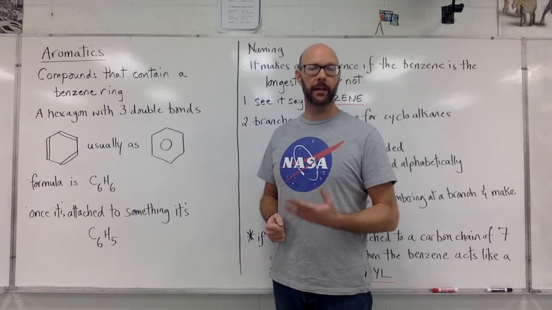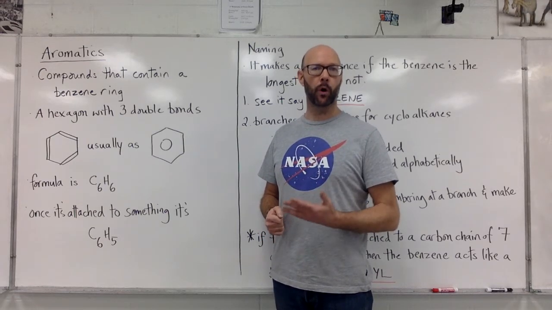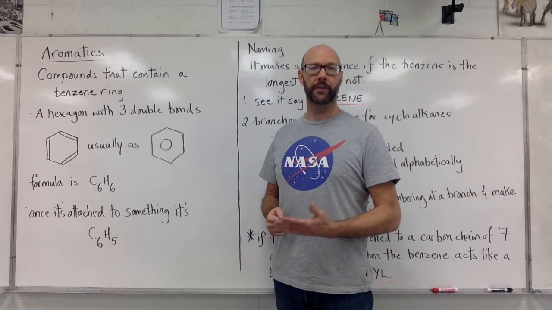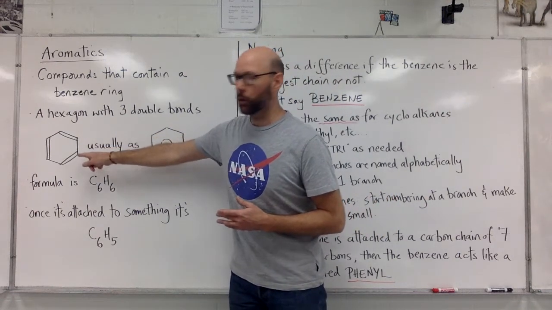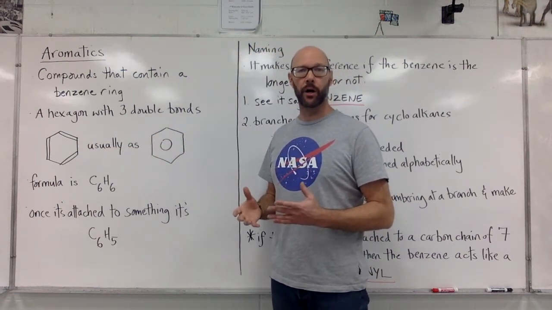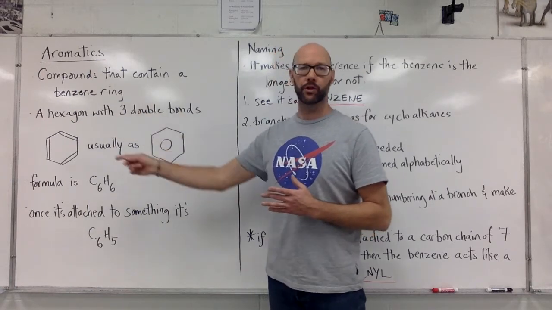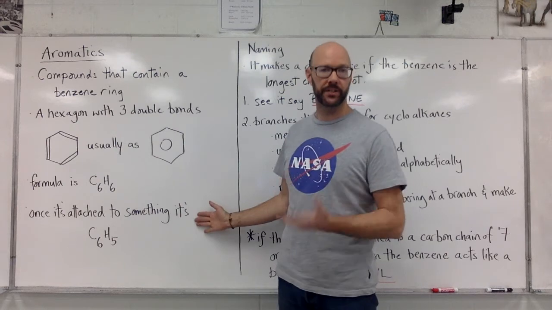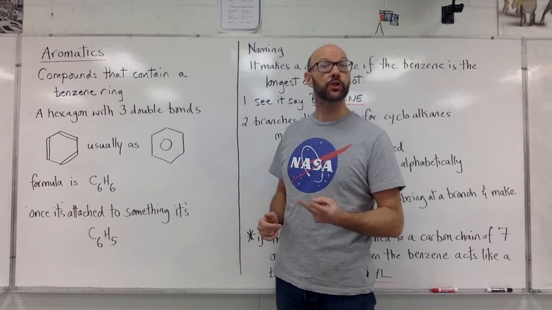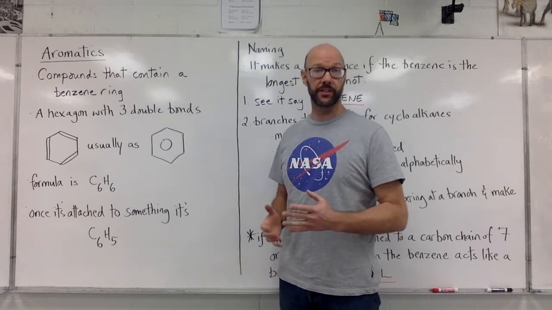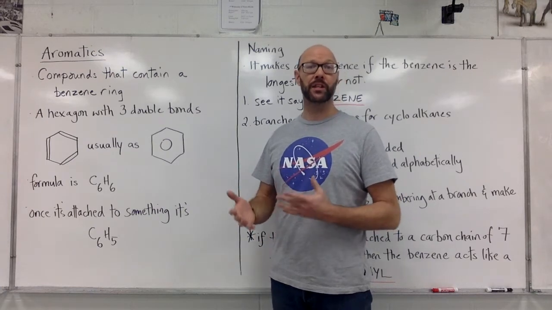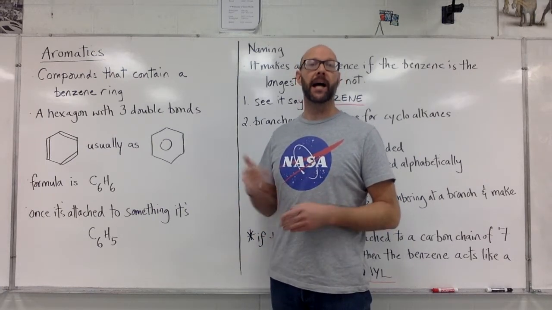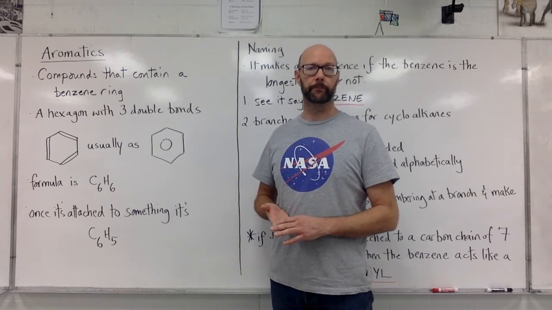Remember that carbon can only have 4 bonds. So if each of these corners already has 3 bonds, there would be 1 hydrogen on each corner. But if it's attached to one thing, it's C6H5. If it has 2 branches on it, it would be C6H4. That's especially a thing to be very conscious of as we get deeper into the unit.